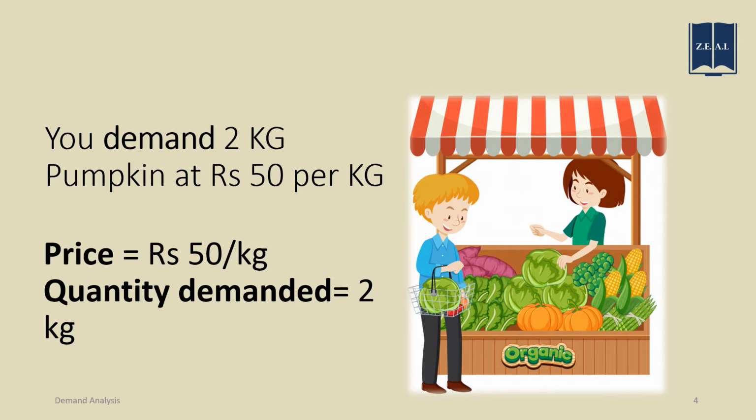Suppose you go to buy vegetables and you ask the shopkeeper for 2 kg of pumpkin, which costs you Rs 50 per kg. Here, you are demanding a certain quantity of product at a certain price. The quantity demanded here is 2 kg and the price is Rs 50.